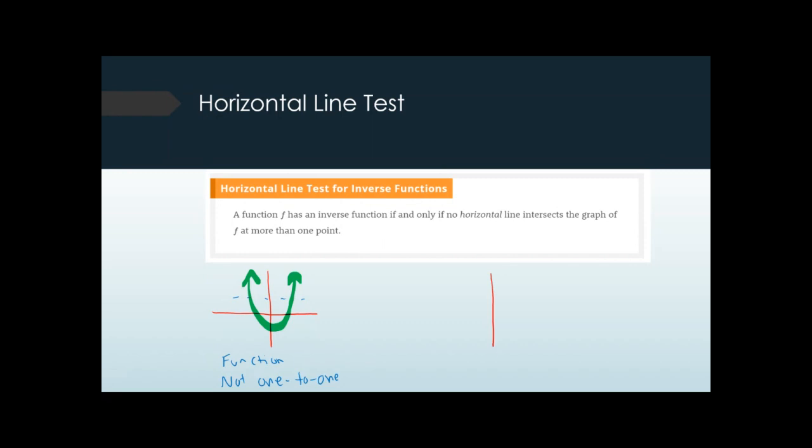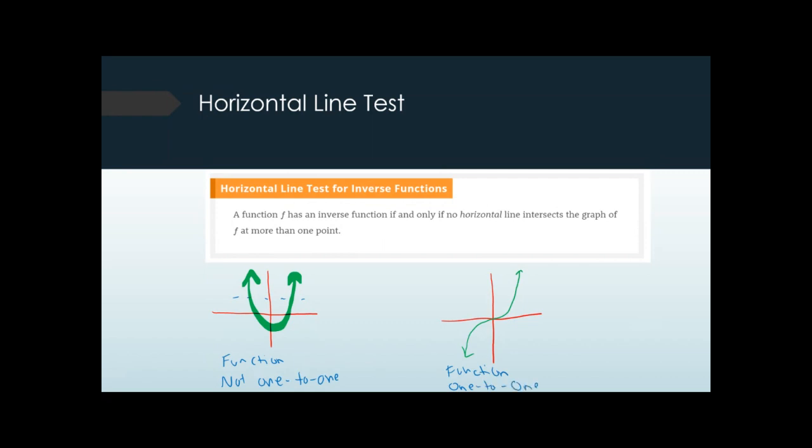Now, an example that would pass the horizontal line test and the vertical line test would be something like the cubics we've seen. So those pass the vertical line test and the horizontal line test. And so a cubic does have an inverse. So this is a function, and it's one-to-one.